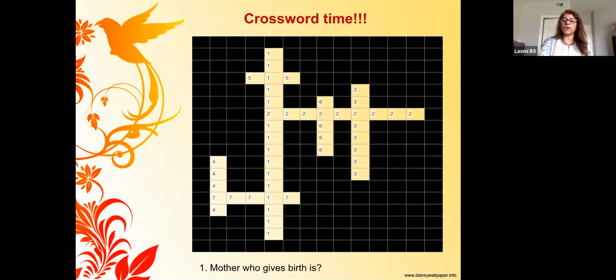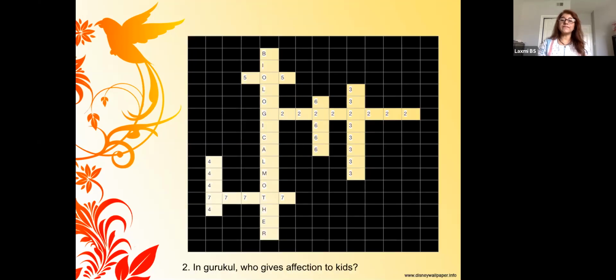The horizontal number 1. So kids, you see that? Number 1 has biological mother here. Now we go to the second question, wherever you are seeing number 2. The second question is, in Gurukul, who gives care to the kids? Yes, absolutely. That's the right answer, kids.